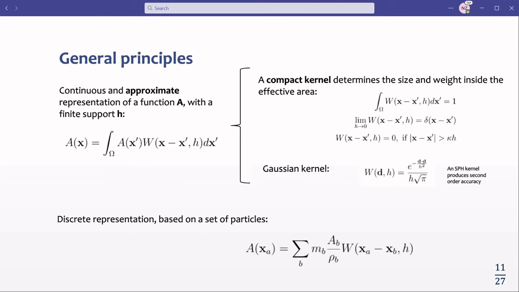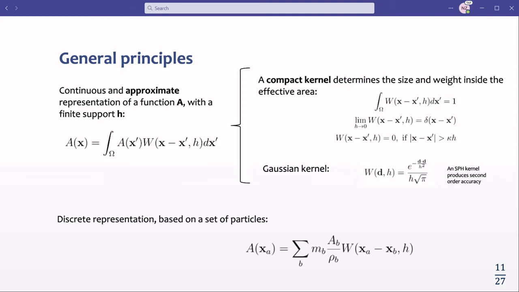So this is done by, if we know the mass of a particle and its density, we can take an average of the variable A, that in this case, A will be an intensive variable. So this is the equation for SPH. This is the core of SPH. Now we are going to take this expression and plug it into the conservation equations.